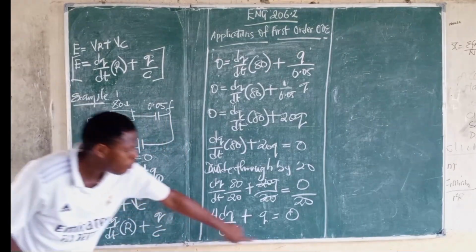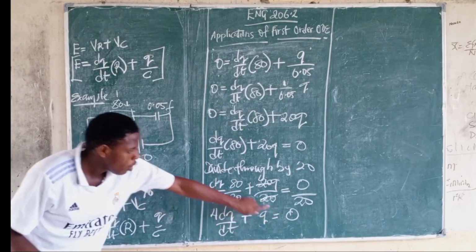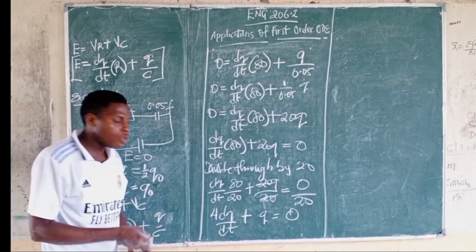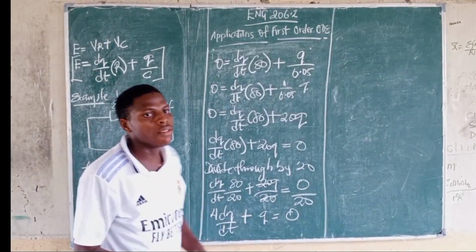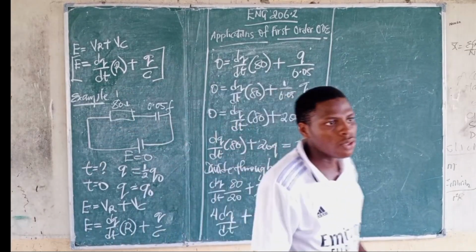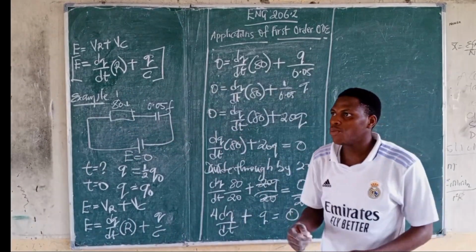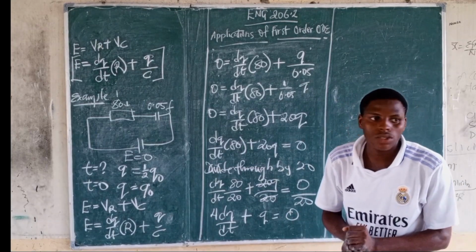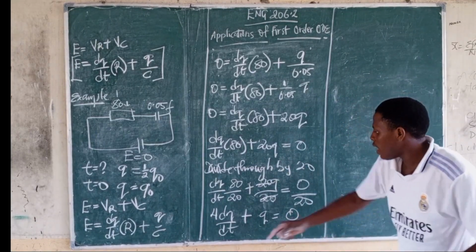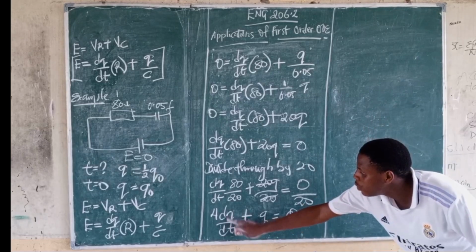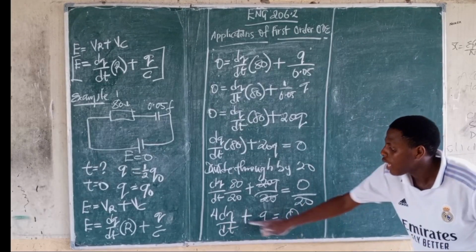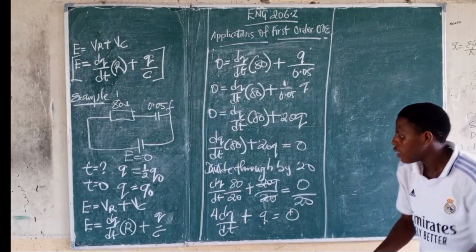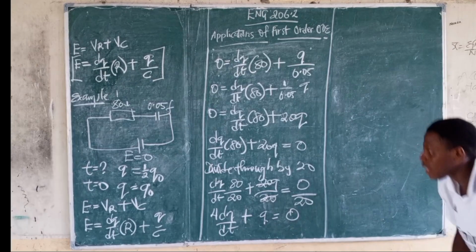Now, look at what you have here. What solution can you apply to solve this problem? I taught you how to use integrating factor to solve problems. I taught you how to use separation of variables to solve problems. And I also taught you how to use direct integration to solve problems. Now, from what we have here, the dQ over dt plus Q, what can you recall? This thing is the same thing as your integrating factor. Now, applying the concept of integrating factor, what do we do?